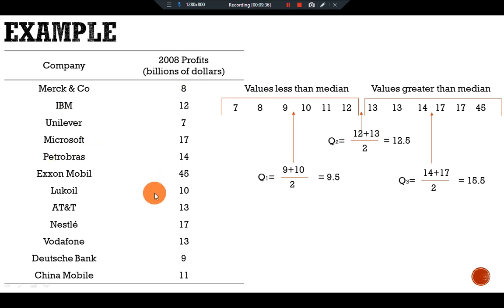Likewise, if we take the value of 45, this indicates that we have a higher rate of profit. The interquartile range can be taken as the difference between the higher quartile minus the lower quartile. So we have the higher quartile Q3 minus Q1, and that is 6 billion, the answer.